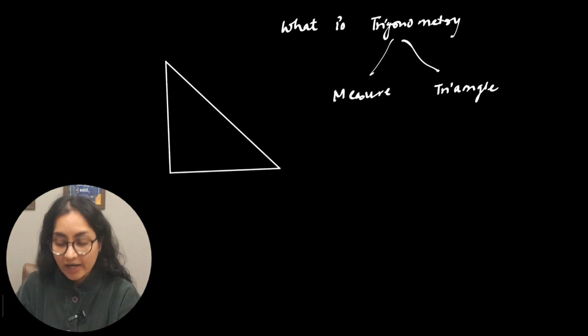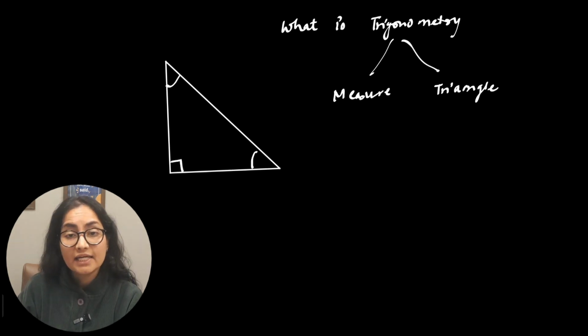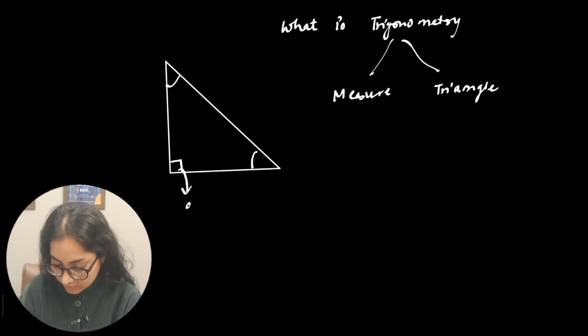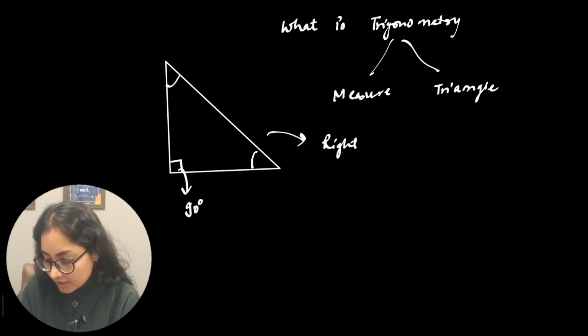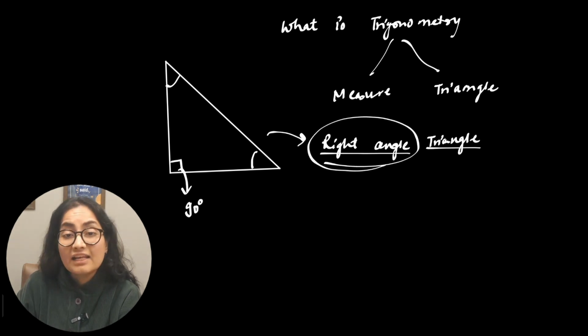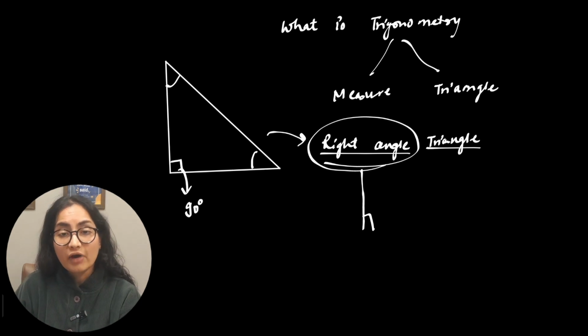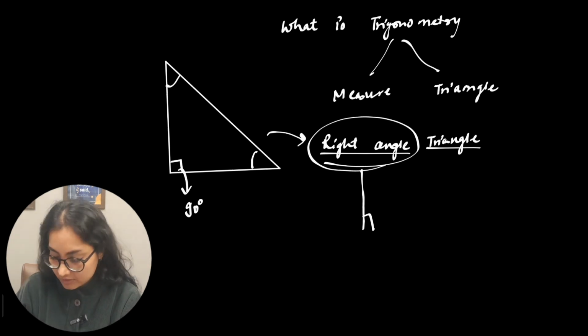A right angle triangle is a triangle in which, out of three angles, one of the angles is 90 degrees. So this angle is 90 degrees, then we can say that this is a right angle triangle. The 90-degree angle is also called a right angle, and right angles mean just perpendicular. So that's where the name comes from. So out of three angles, if one angle is 90 degrees, it's called a right angle triangle. So now we are going to study the relationship between sides and angles of right angle triangles.